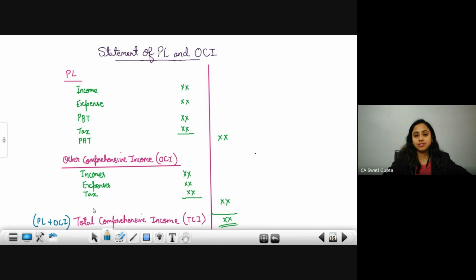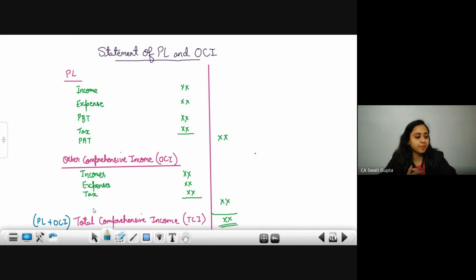The standard prescribes specific situations wherein a specific income or expense will be charged under OCI. Otherwise, in general cases, all incomes and expenses are recorded under PL. Got it? If a standard specifically says to charge this item under OCI, then only will you charge that income, expense, and tax under OCI. Otherwise, everything is charged to PL unless specifically stated under the respective standard.